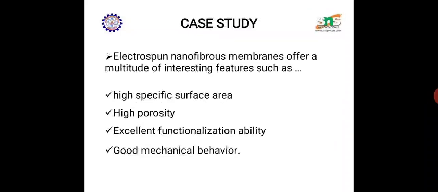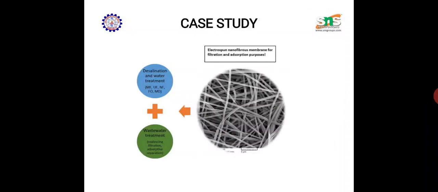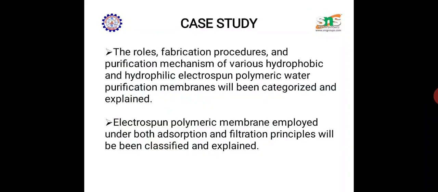In this case, we are going to organize these different membranes and different properties together. So these are nanofibers. These nanofibers can be prepared by using the electrospinning method. So we can fabricate the nanofibers. It may be hydrophobic or hydrophilic. It is categorized, it is explained in different ways. What are its properties and how it is used depending upon the size, what is the filtration capacity, etc.